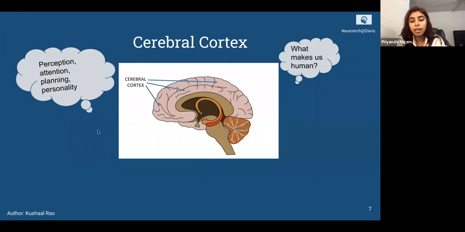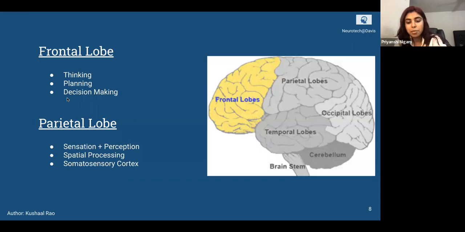And then lastly, we'll talk about the cerebral cortex. So this is responsible for higher order processes like perception, attention, planning, and personality. And it's divided into four main lobes, which we've seen before. So the frontal, parietal, temporal, and occipital. So let's talk about the different lobes. So first of all, the frontal lobe. This is for our executive function. So our working memory, planning, decision-making. It's highlighted in yellow there.